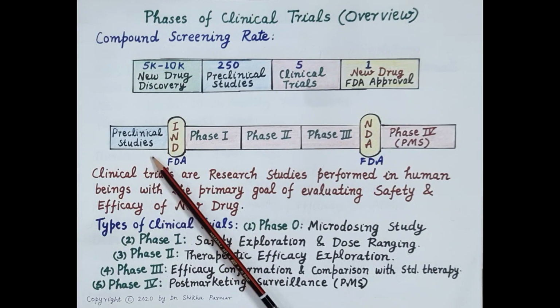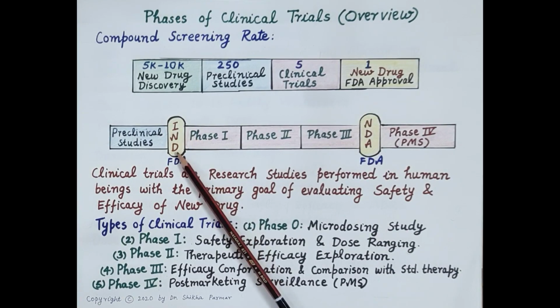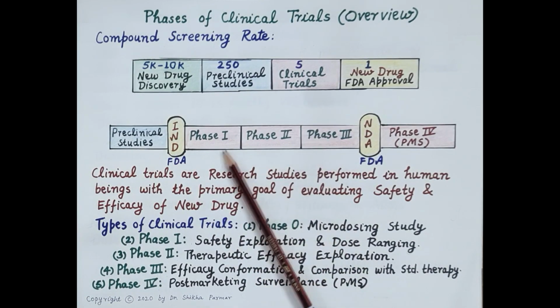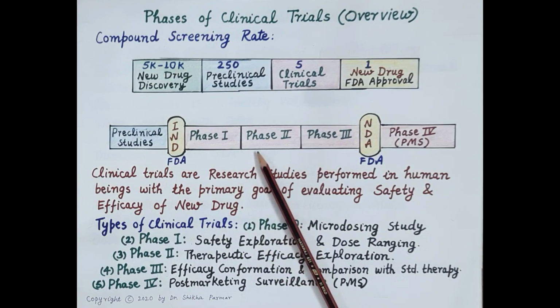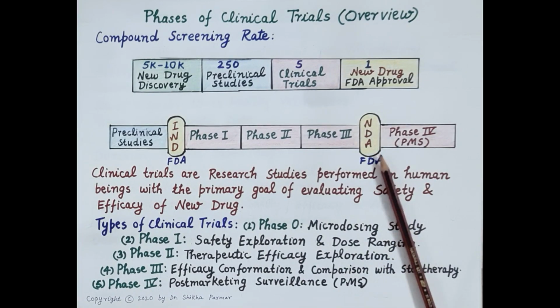Now, data obtained from preclinical studies is compiled in the investigational new drug application, that is IND application, which is reviewed by FDA. On obtaining approval by FDA, clinical trials are carried out, namely phase 1 clinical trials, then phase 2 clinical trials, followed by phase 3 clinical trials. Data collected from these trials is compiled in a new drug application, that is NDA, which is again reviewed by the FDA. If FDA grants marketing permission, the new drug is manufactured on large scale and made available in the market for the treatment of a specific disease or disorder.